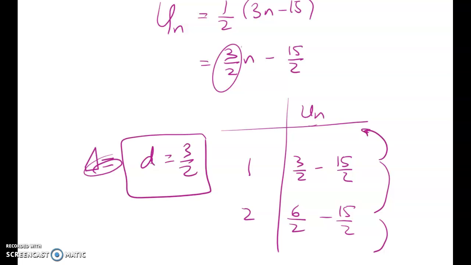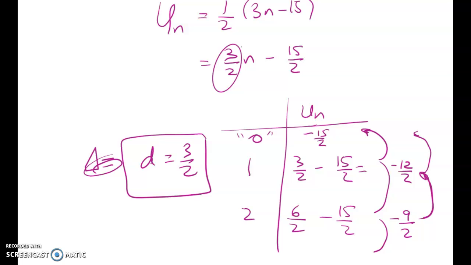And that means that we can easily find the first term using the methods that we used back in Year 9. So here we've got negative 12 over 2, and here we've got negative 9 over 2. And so we're going up. When I work backwards, I'm going up each time. So my 0th term, which is one way to think about it, is negative 15 over 2.